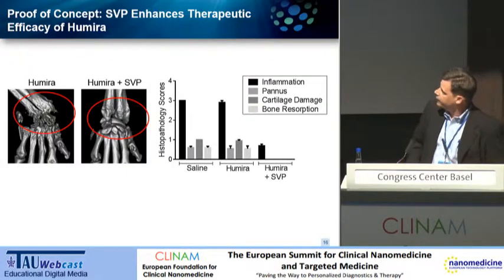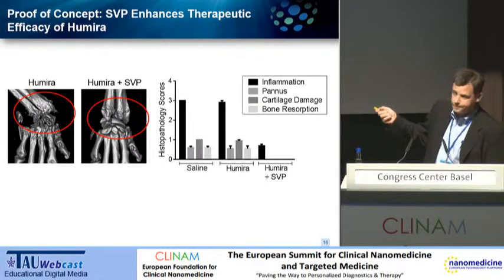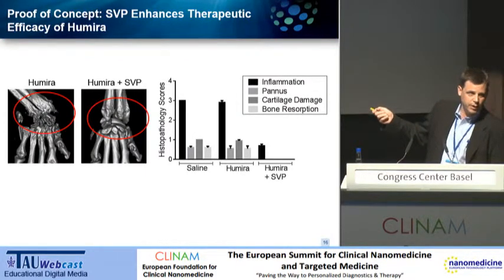Whereas in the Humira SVP group, you have essentially a normal-looking joint. You can see that here looking at inflammation, pannus, cartilage, and bone resorption. Humira plus SVP is normal, whereas it doesn't really look any different between no treatment and giving Humira for 20 weeks.